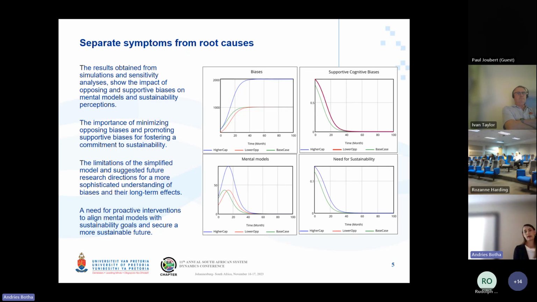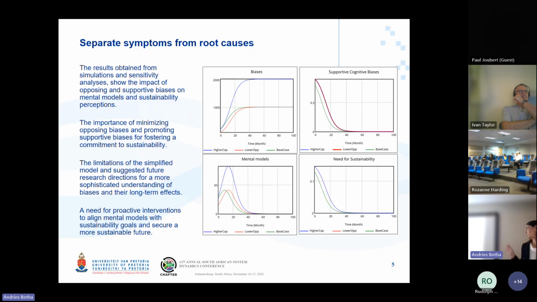We'll go through a clockwise direction, starting with the biases graph. So this one is the one that I said we doubled the capacity for biases that can happen. So this can be opposing or supporting biases. But what we saw from our simulation is that the opposing biases have a very, very big influence, and the relation between opposing and supporting biases also has a very big influence on the mental models, but we'll get that from the simulation results. So firstly, the biases graph.